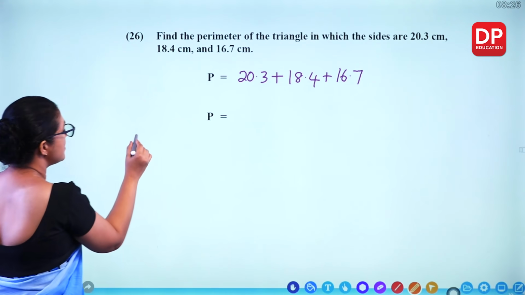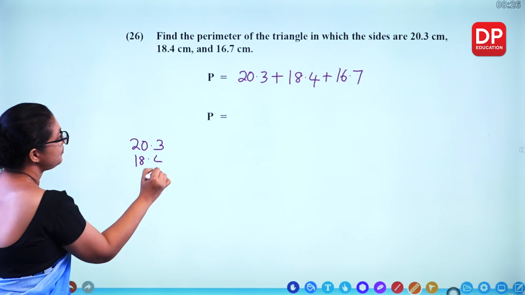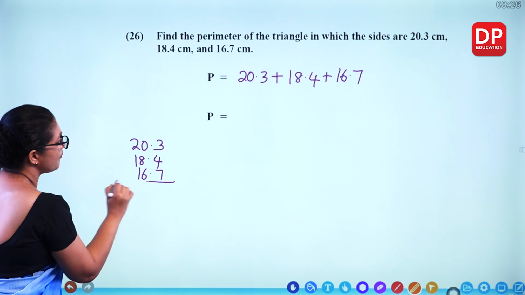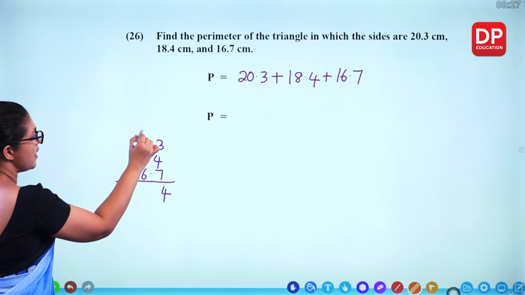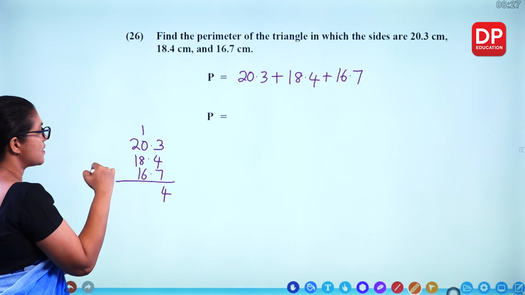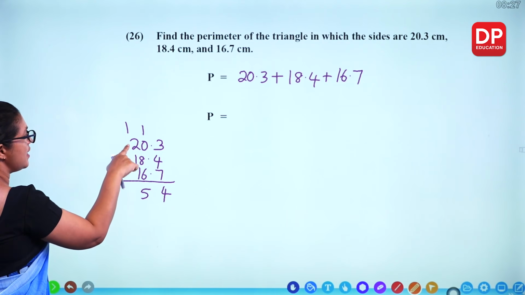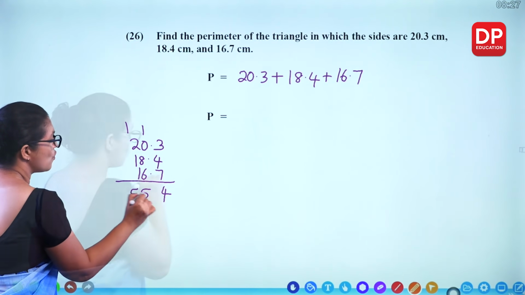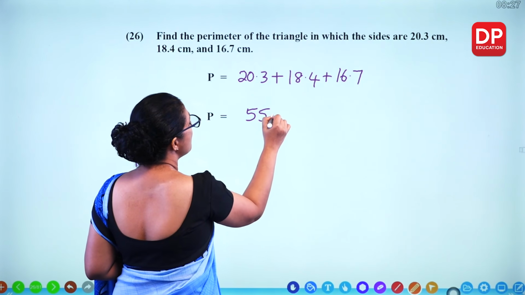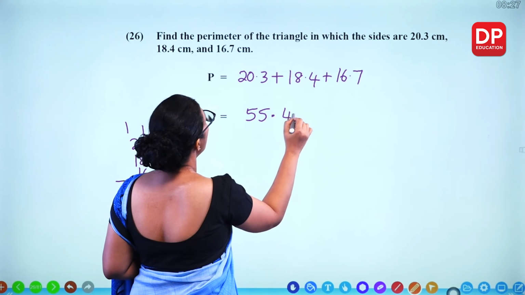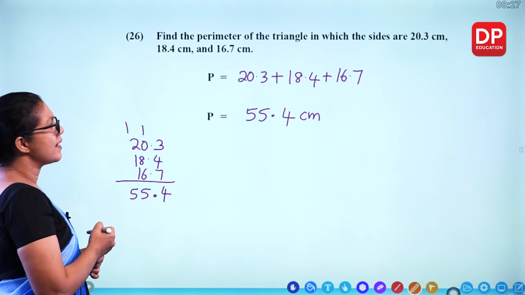If you can't add it, it's better to write in a column and add. 7 plus 3, 10, 14, 1 remaining. 8 plus 6, 14 plus 1, 15, 1 remaining. 3, 4, 5. So 55.4. 55.4 centimeters is the perimeter of this scalene triangle.